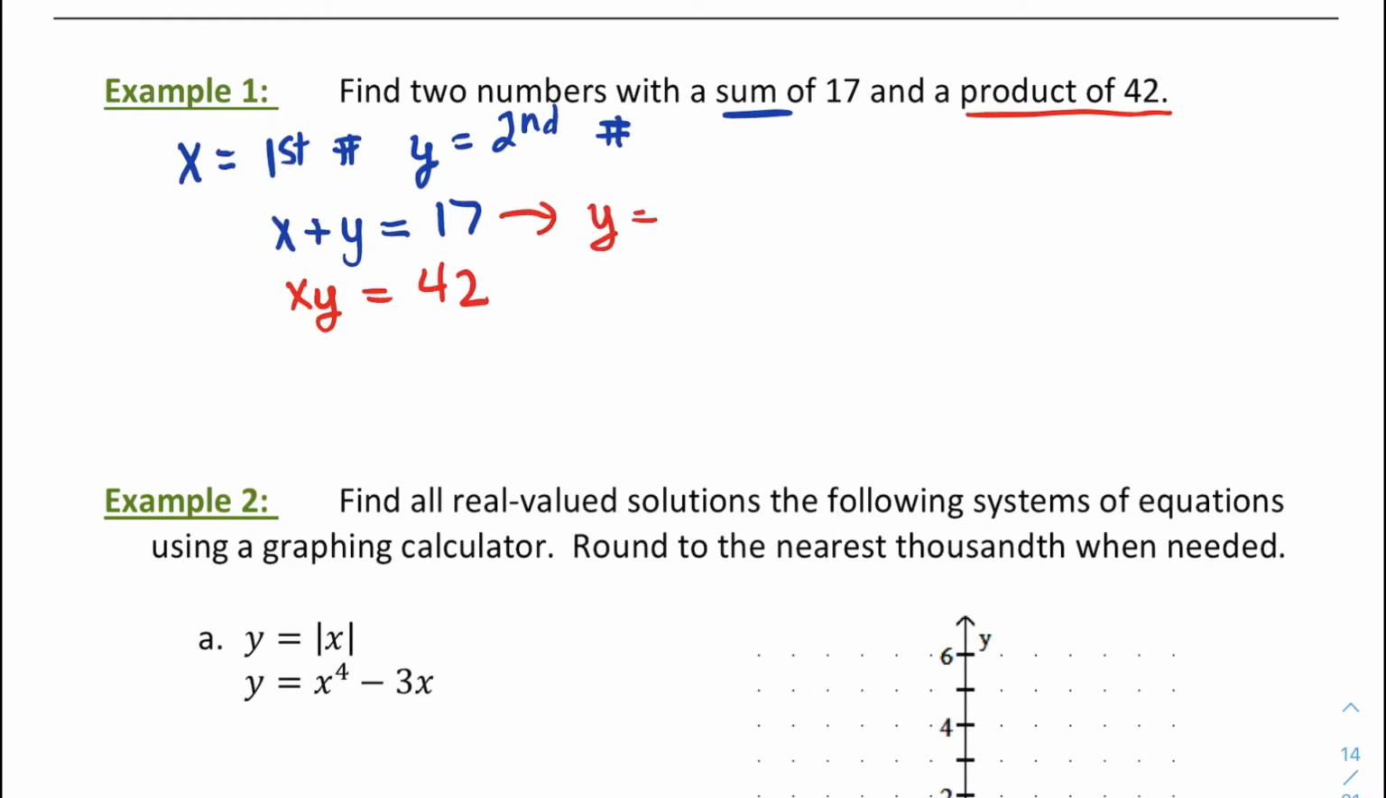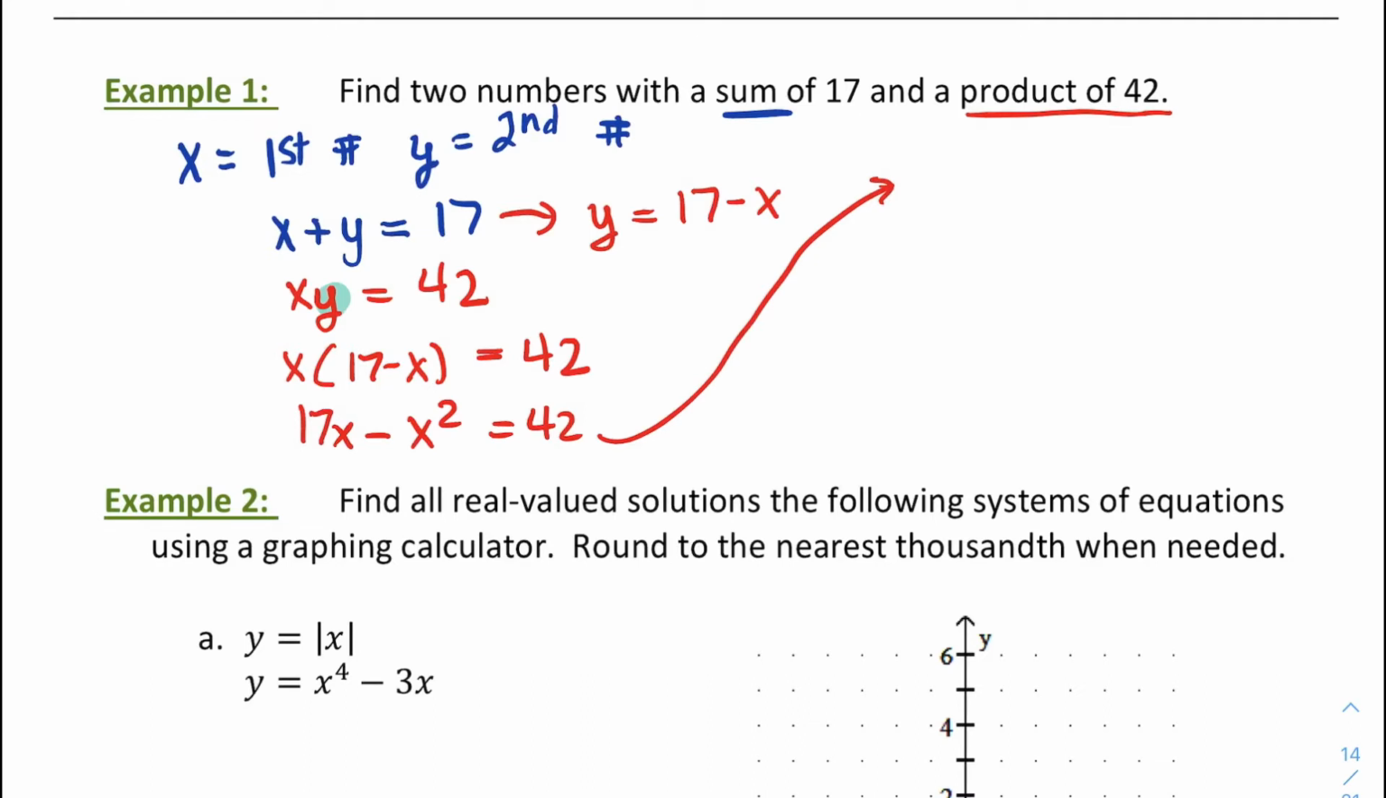I'm going to do substitution and solve my first equation for y. Elimination is not really an option because you have xy instead of x and y as separate terms in your separate equation. So plugging that back into my other equation, I end up with 17x minus x squared equals 42, which is a quadratic equation.